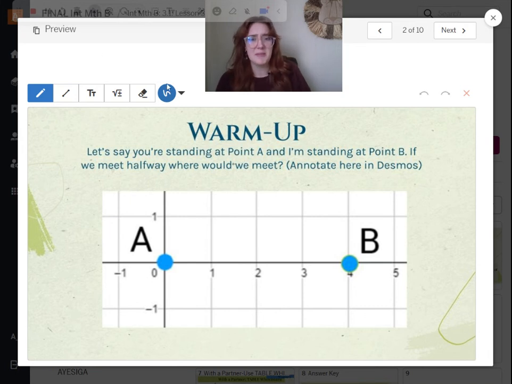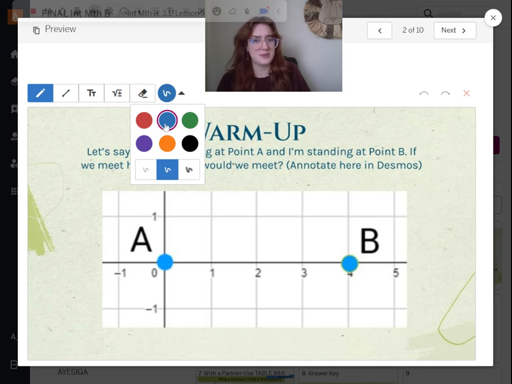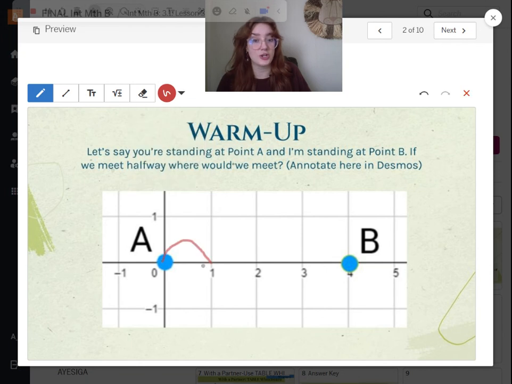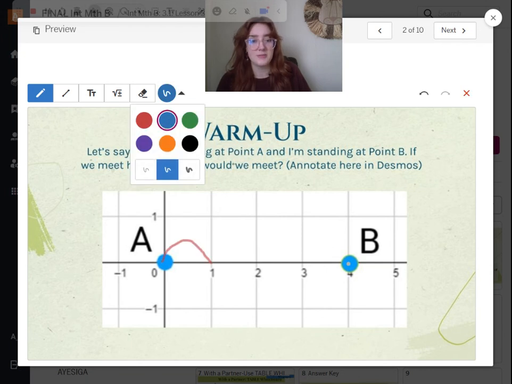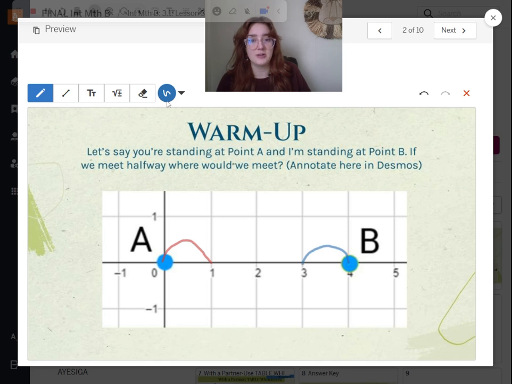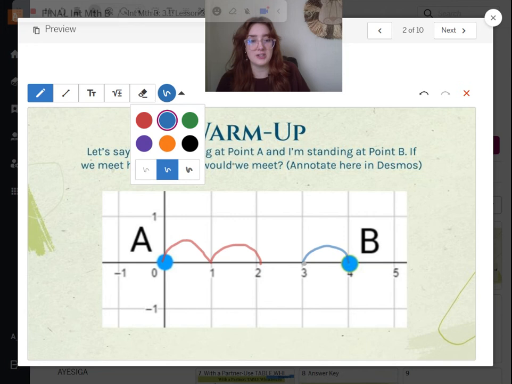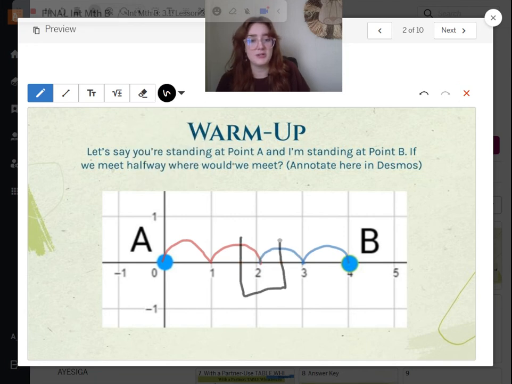There are so many different ways we could do this. You could just eyeball it and guess where the middle is. We could go, okay, you're going to go one jump, Mrs. A is going to go one jump, you go another jump, Mrs. A goes another jump, to find the middle, which would be 2. This is the middle at 2, right? The total from 0 to 4, divided by 2, is 2.